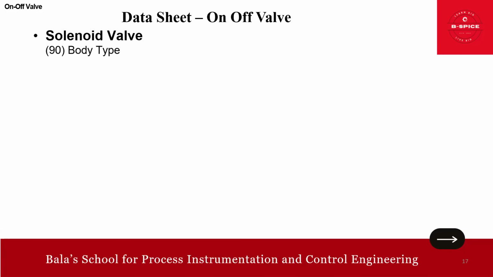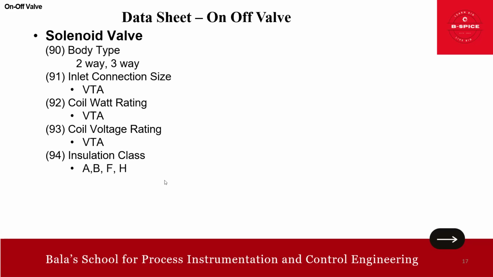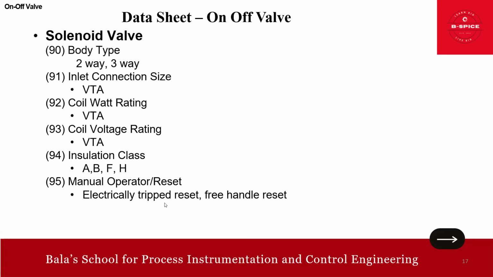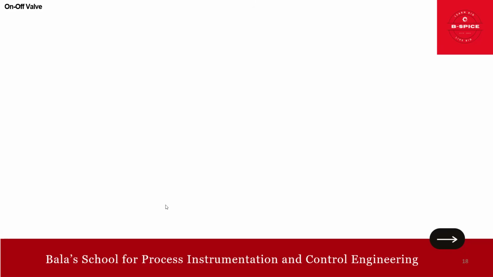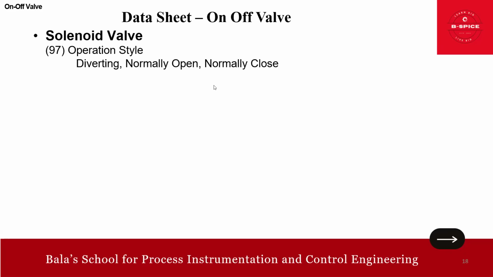Then we have the solenoid valve. Body type: two-way or three-way. Inlet connection size, vendor to advise. Coil rating also vendor to advise, coil voltage also vendor to advise. Okay, then insulation class, we can go for A, B, F or H, based on the rating. Then we have manual operator reset: electrically trip reset or free reset. Then type of actuation, direct acting. I'm talking about the solenoid valve now. Operation style: normally open, normally closed or diverting.